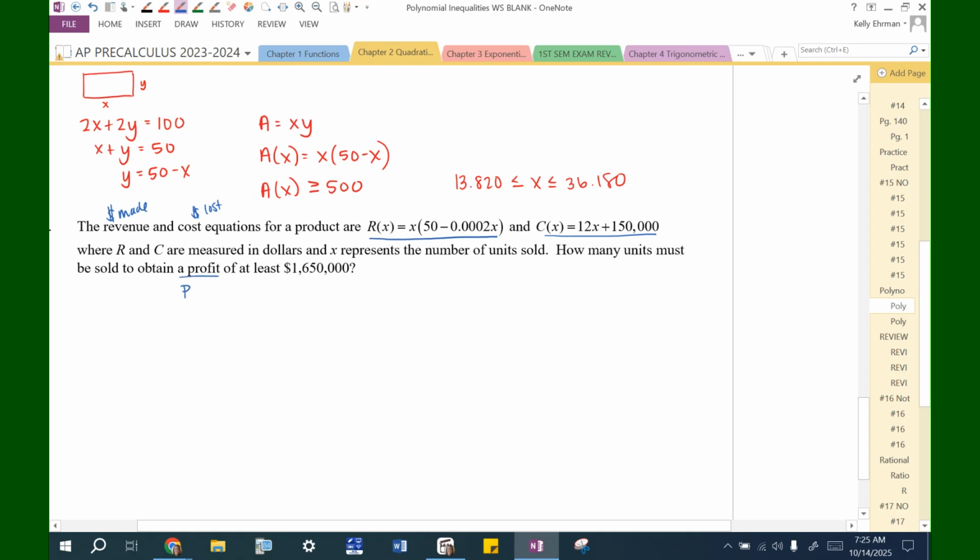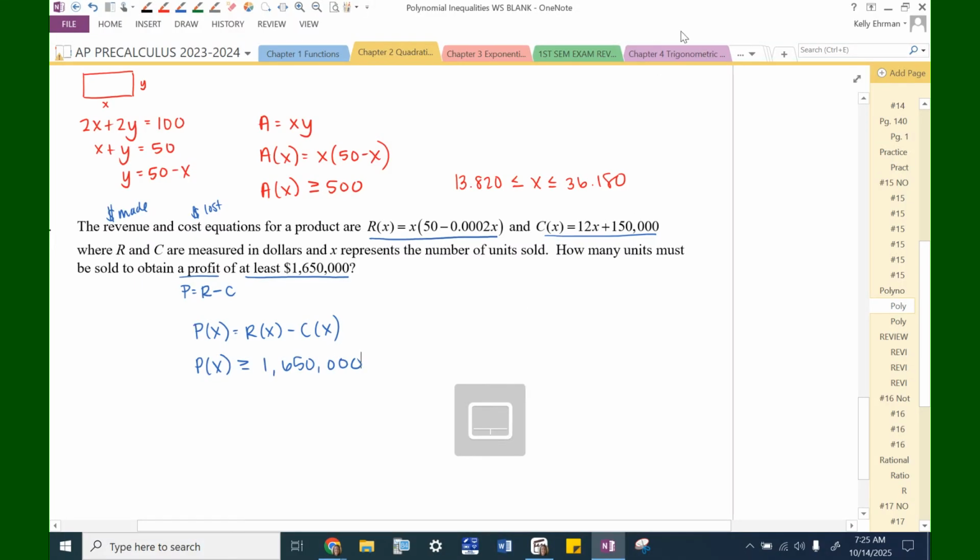Profit is the amount of money you're taking in minus the amount of money that you lost from making the thing. So revenue minus cost. We want a profit of at least 1,650,000. So P of x should be equal to R of x minus C of x. And we want P of x to be at least 1,650,000.